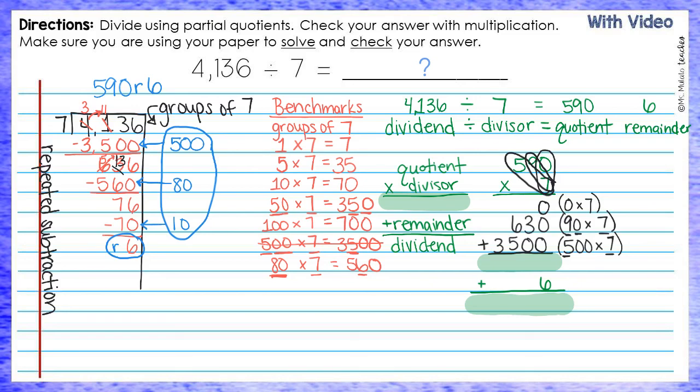So 3,500 was 500 groups. On the next slide, go ahead and write your answer, 590 remainder 6, where the blue question mark is.